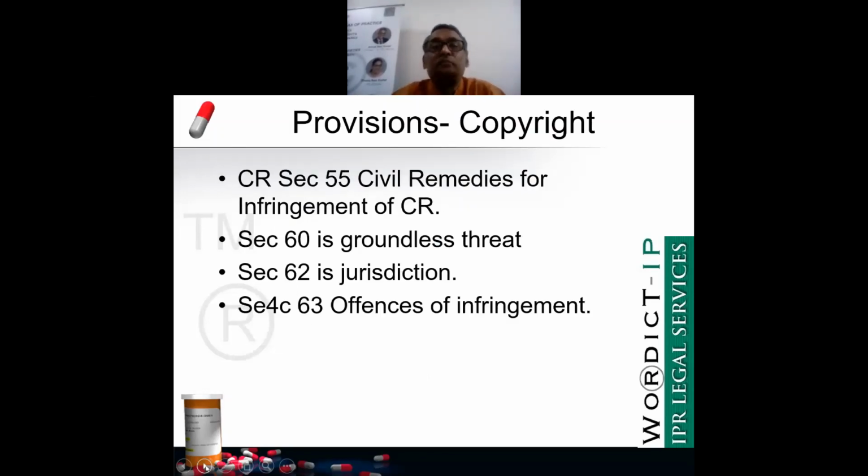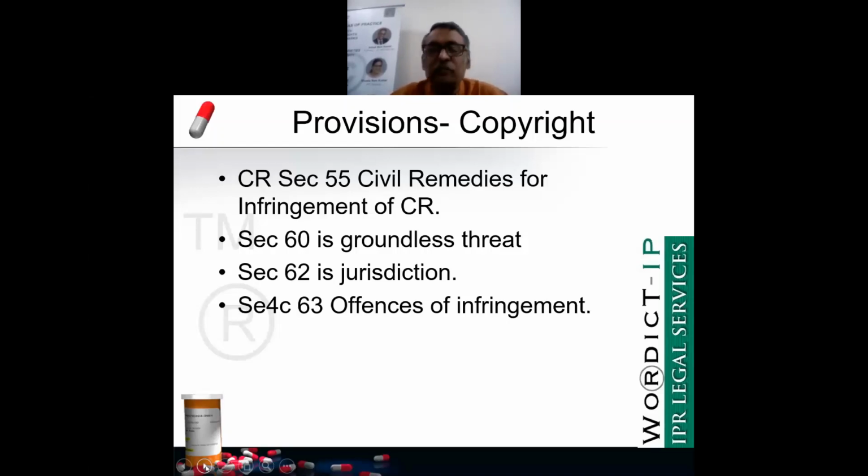Now, copyright. The provisions under copyright are Section 55, Civil Remedies of Infringement for a Copyright. Now, what exactly is an infringement of a copyright? There is something called substantial copying, and not a substantial copying. But let me tell you this.